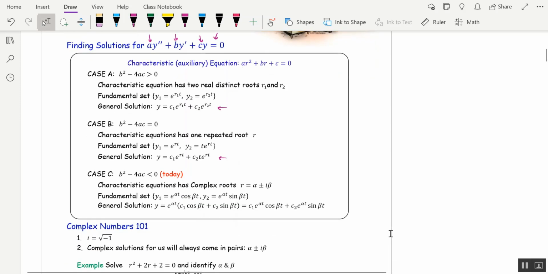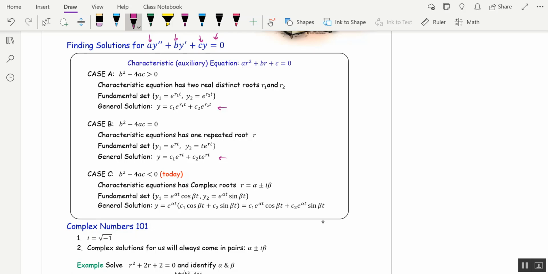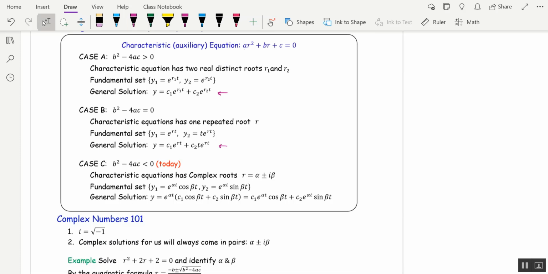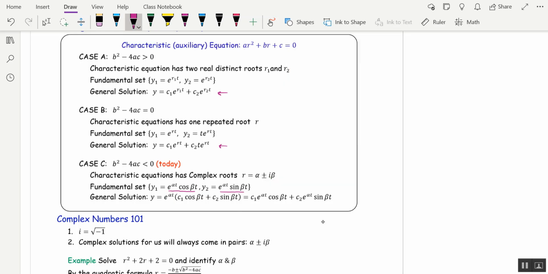Today, we're going to look at the case where we have complex roots that look like r equal alpha plus i beta. In that case, our general solution is C1 e to the alpha t cos beta t plus C2 e to the alpha t sine beta t. And that's because our fundamental set is e to the alpha t cosine beta t, e to the alpha t sine beta t. So let's just jump in and see what we need to know.